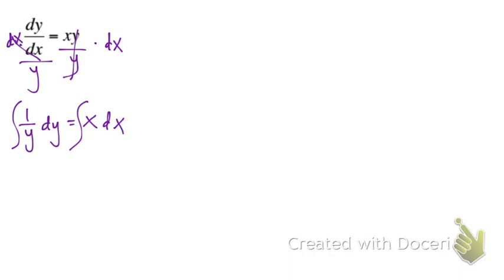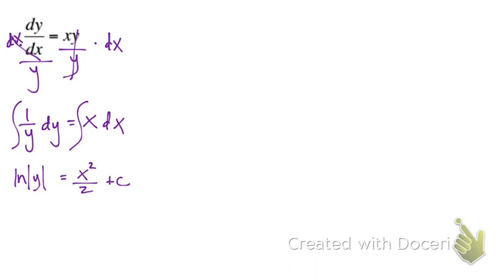So the integral of 1 over y. Remember, this is not the one where we rewrite this as y to the -1 and then integrate, because if you bumped up the -1 by 1, you would get y to the 0 over 0, and that doesn't make sense. So remember, the integral of 1 over y is actually ln of the absolute value of y. The integral of x is x squared over 2 plus c.